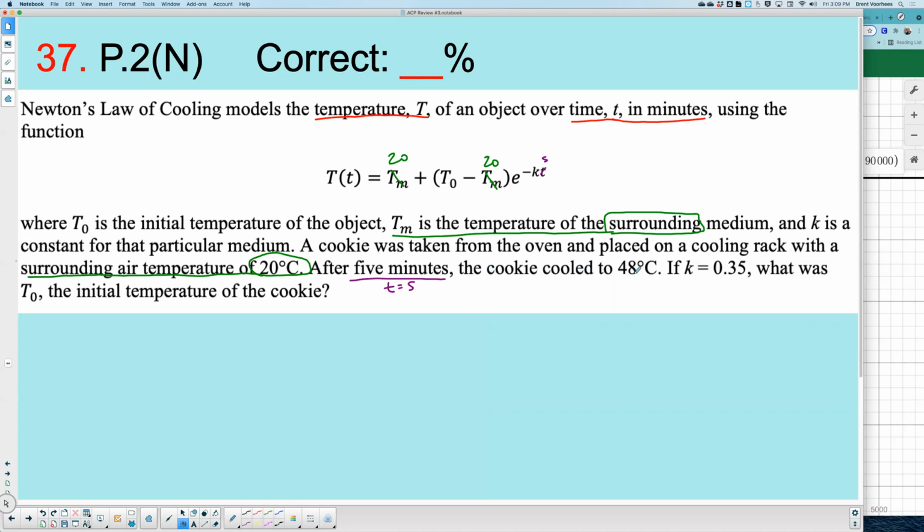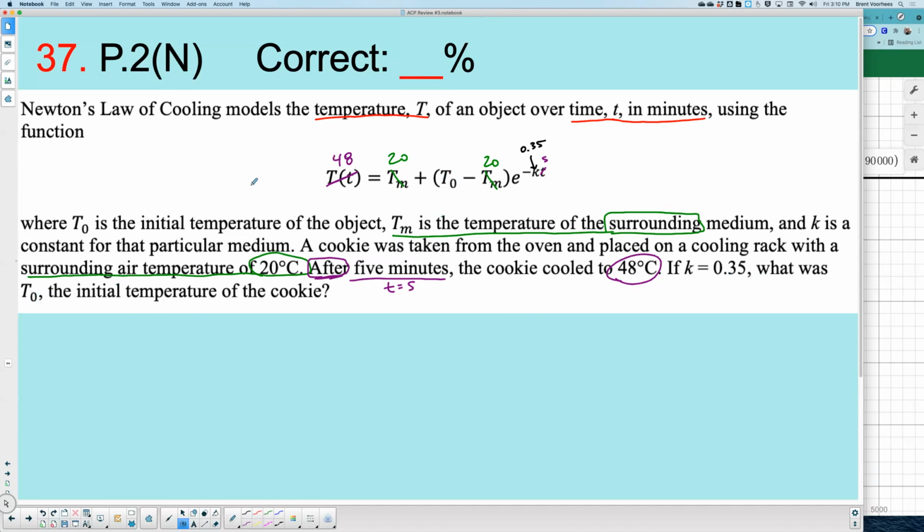The cookie cooled to 48 degrees. So this is the temperature after 5 minutes. After 5 minutes, so that means it's T of 5, or T of t here. Temperature after time would be 48. If K is 0.35, let's go plug that in. There, that would be 0.35. What was the temperature, T0, the initial temperature of the cookie?